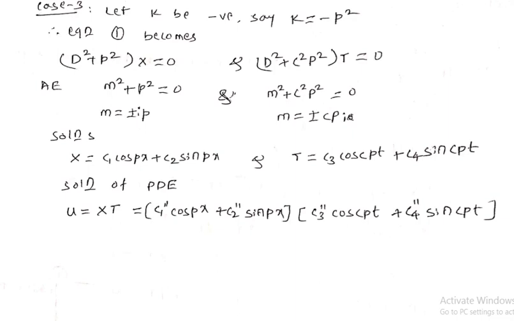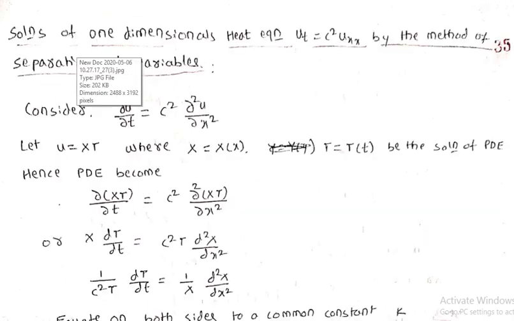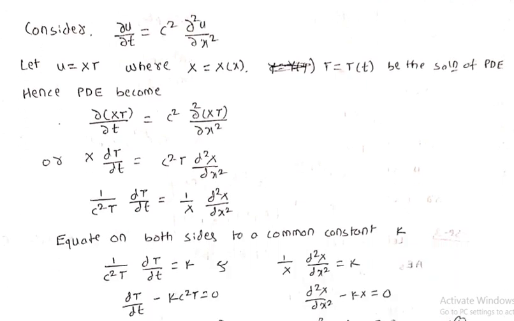Similarly, we will prove the one-dimensional heat equation by the variable separable method here. That proof is also similar to this one. So now we will prove the second one. The solution of the one-dimensional heat equation, that is del u by del t equal to c squared del squared u by del x squared, by the method of separation of variables. Here also we are substituting u equal to capital X capital T and converting this partial differential equation into an ordinary differential equation.